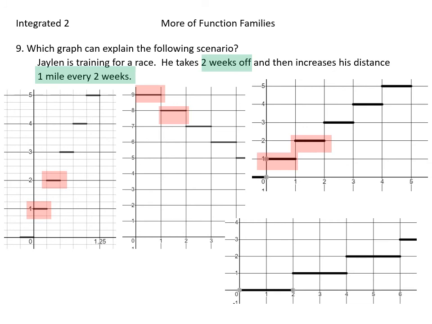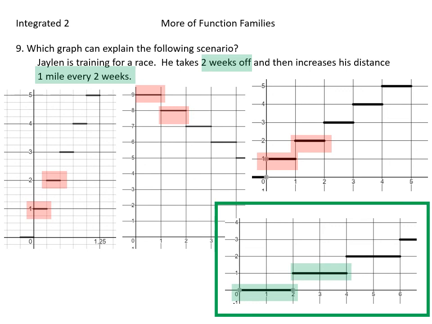Third one, ooh, hey, look at this. For 0 to 2 on the x-axis, and yeah, you probably hear thunder. We got a thunderstorm rolling through. For 0 to 2, he's at 0 miles. That fits. And then at the end of that 2 weeks, what does he do? He increases it a mile and then keeps increasing it every 2 weeks. That's the answer we're looking for.